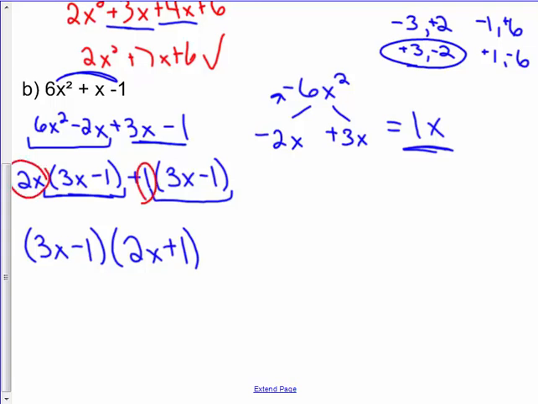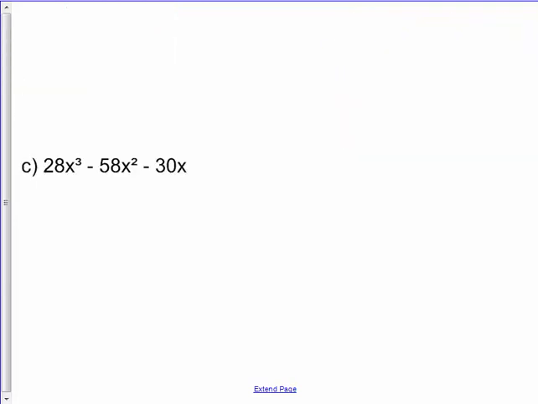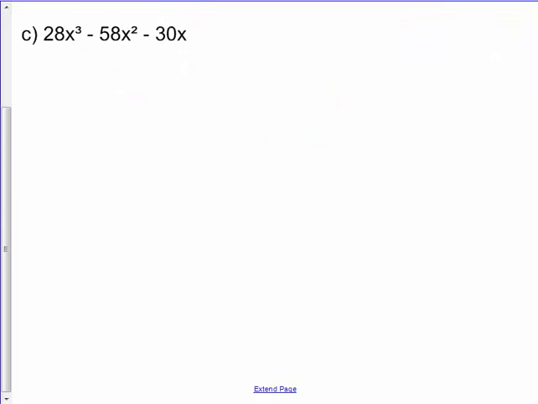Notice that's where I get the 2x and the 1 from as well. So in C here, in the last example, I have a little bit bigger numbers here. The numbers are a little bit tougher here.